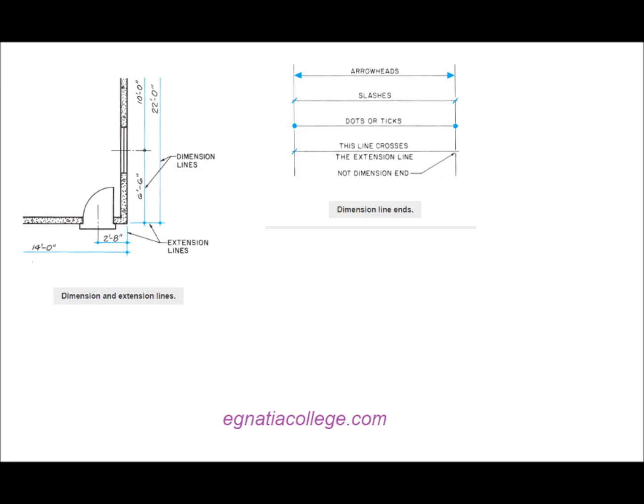Extension lines are thin, solid lines that project from an object to show the extent or limits of a dimension. Extension lines do not quite touch the object they indicate. Dimension lines are solid lines of the same weight as extension lines. A dimension line is drawn from one extension line to the next. The dimension, the distance between the extension lines, is lettered above the dimension line.